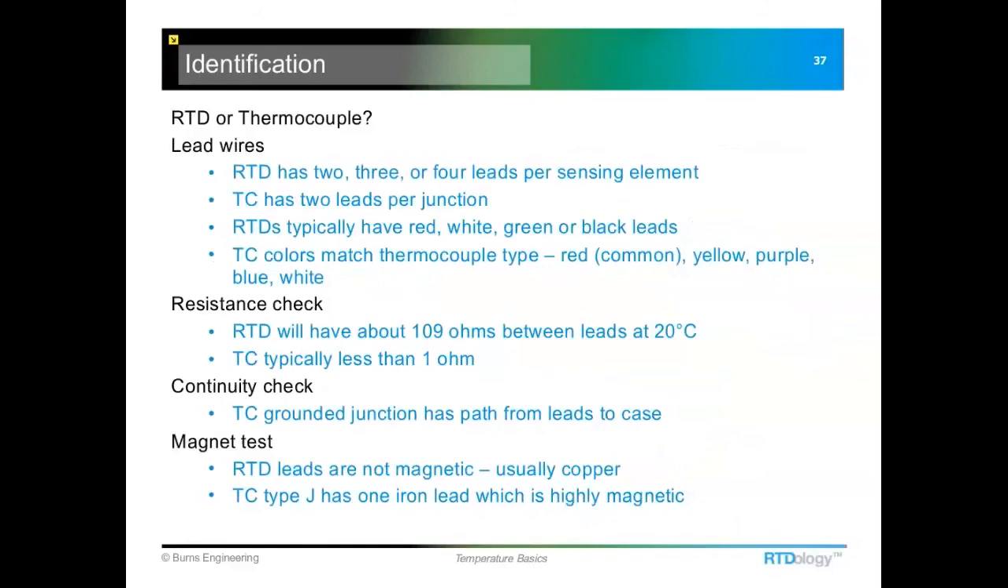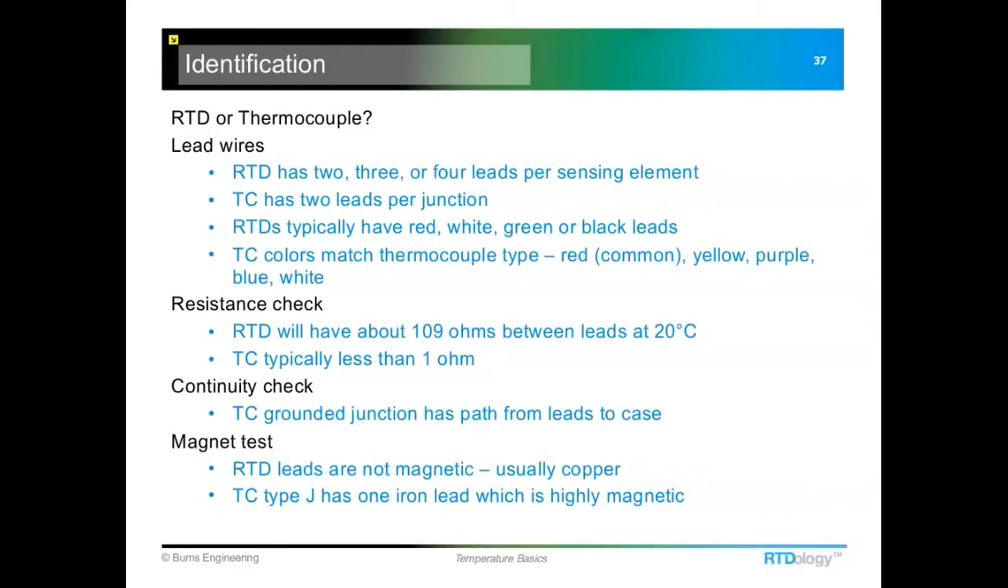So just to kind of go through this again, we can look at the lead wires, with an RTD. 3, 4, sometimes 6 wires are pretty common. 2-wire RTDs are not very common, especially used in industry. They can be used in HVAC applications, for building room temperature and things.